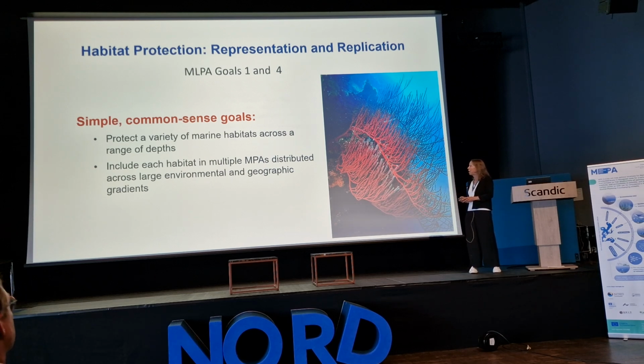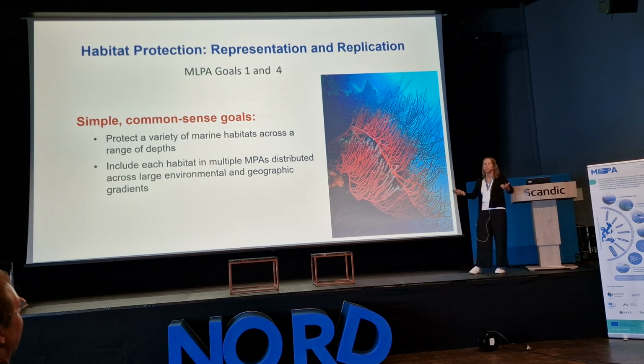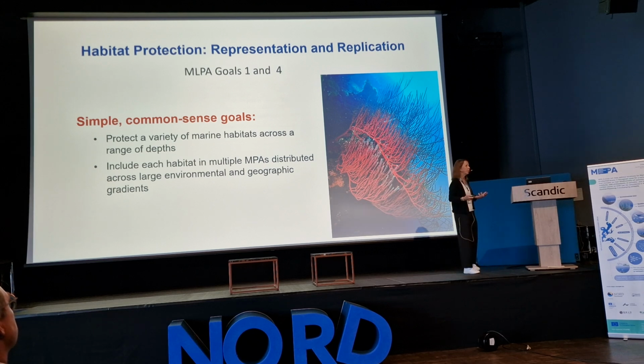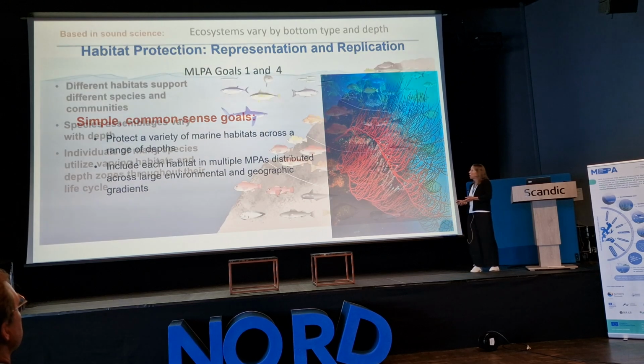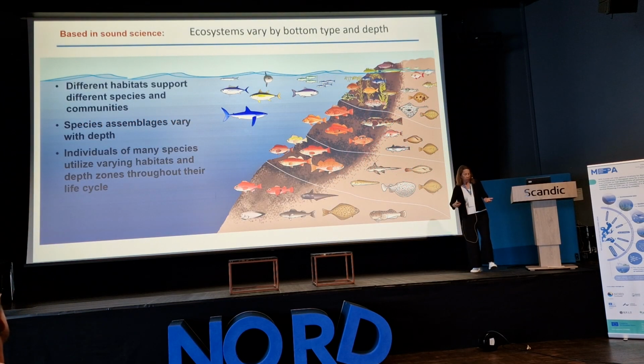For us, these addressed the specific goals 1 and 4 of the MLPA, and we started with just these really simple, super common sense goals. If you want to have a network, you need to protect a variety of marine habitats across a range of depths. And indeed, you should include each habitat in multiple MPAs distributed across any environmental or biogeographic gradients that you have, right? Makes sense, okay? So what does that mean, though, when you want to explain to stakeholders some of the science?